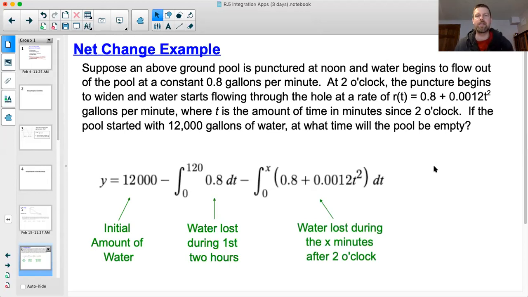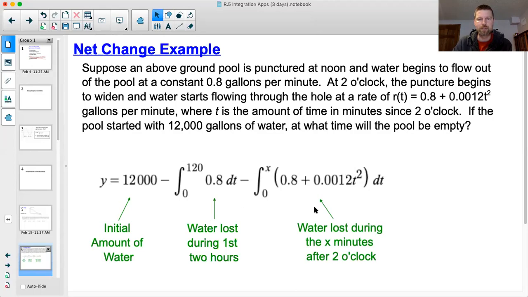If it asked me how much water was left in the pool at 3 o'clock, this would have been easy. Instead of putting an x there, I'd put a 60 because that would have been 1 additional hour losing it at this rate. But I put an x here because it's asking me when it's empty. So I really want to know when this whole equation is equal to 0, right? I want to know when I don't have any water left. When I've had that 12,000, I lost this amount, and then that amount reduced everything left down to 0.